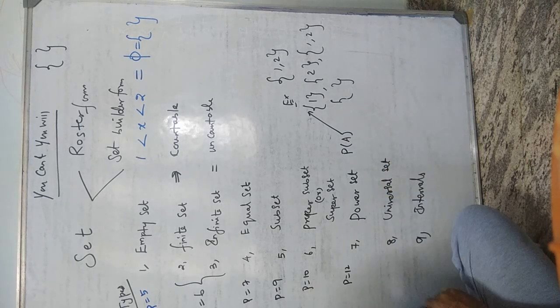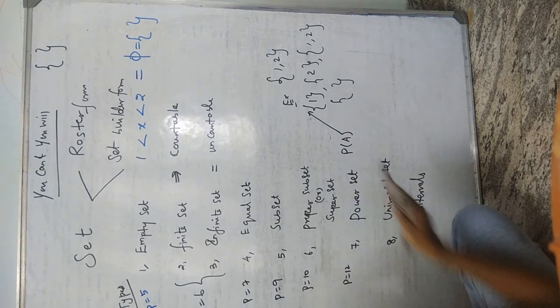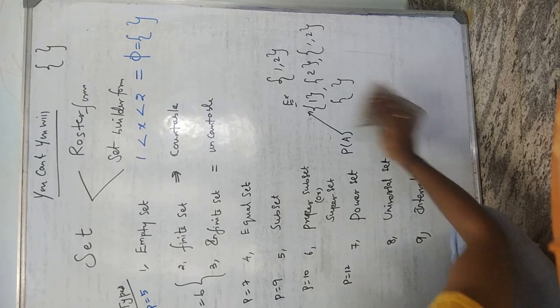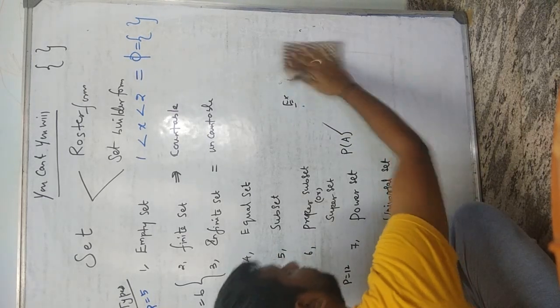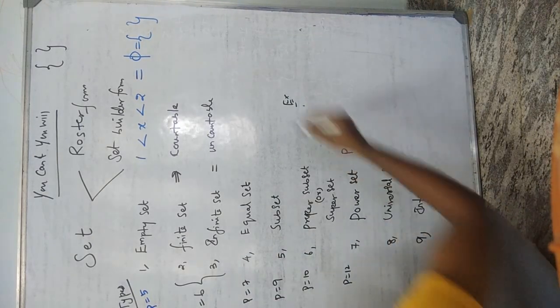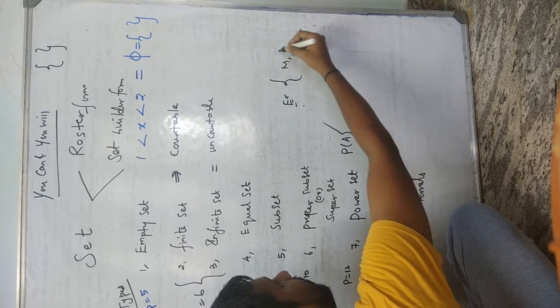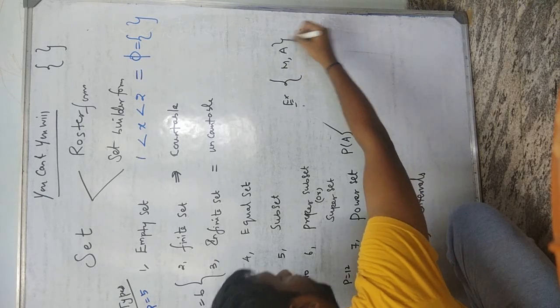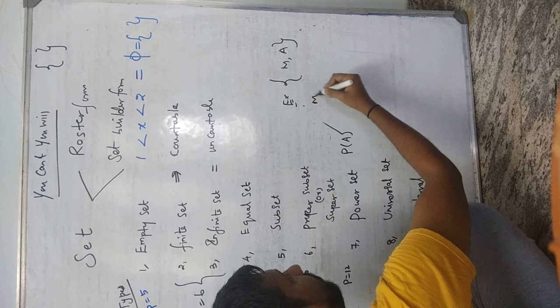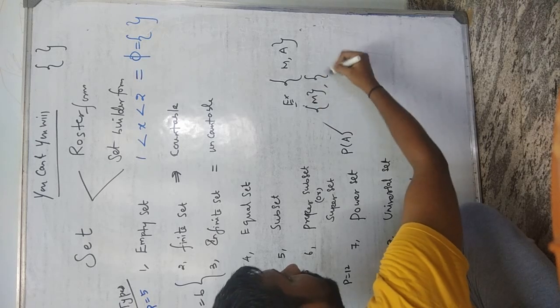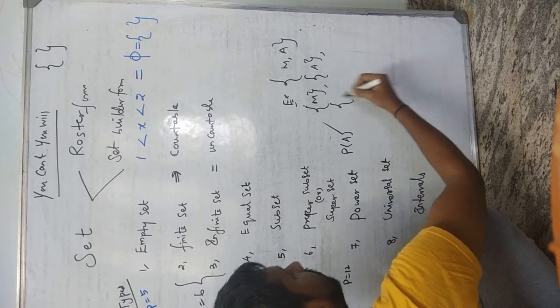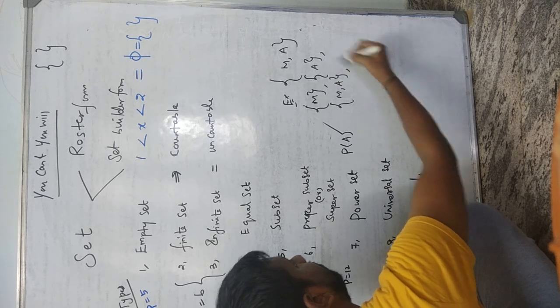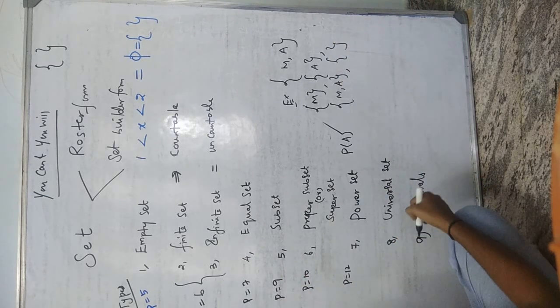Similarly, I'll go for one more example, because it is quite difficult, tricky to understand. I will move on to example 2. Write the power set for this. M comma A, write the power set. First, M is a subset, A is a subset, M comma A is a subset, and the null element is a subset.